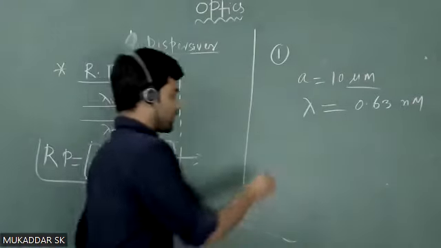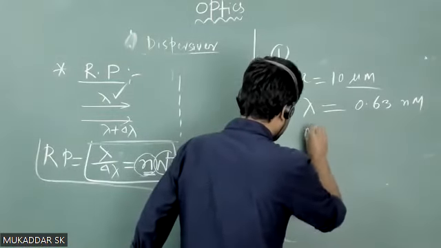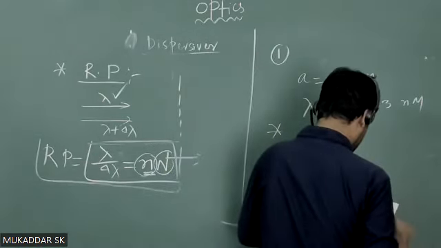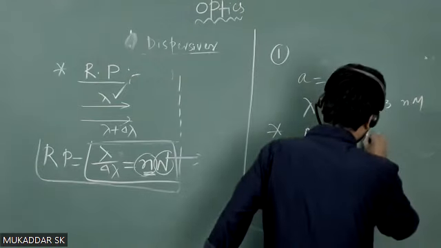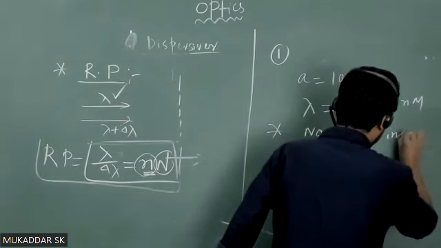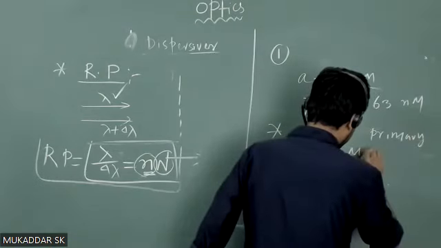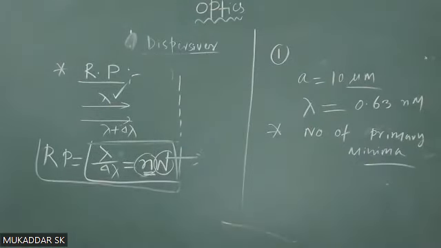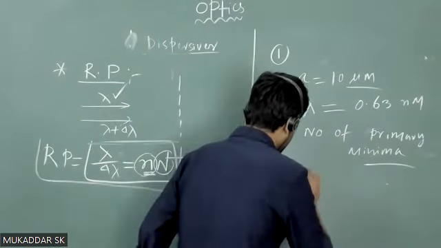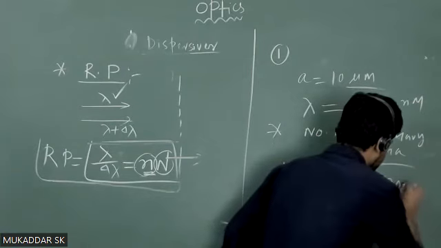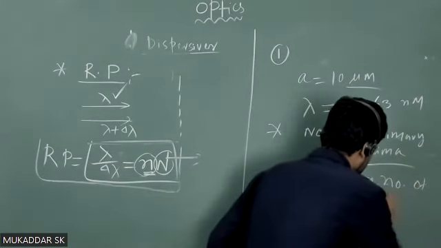Okay, so what they ask, the number of minima they ask, number of primary minima. You have to calculate that number of primary minima कितना है, और maximum number of minima, और maximum number of minima. ठीक है.